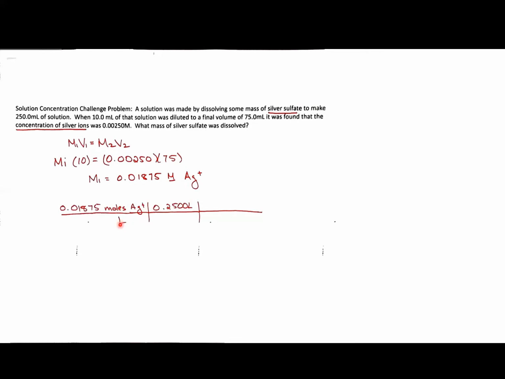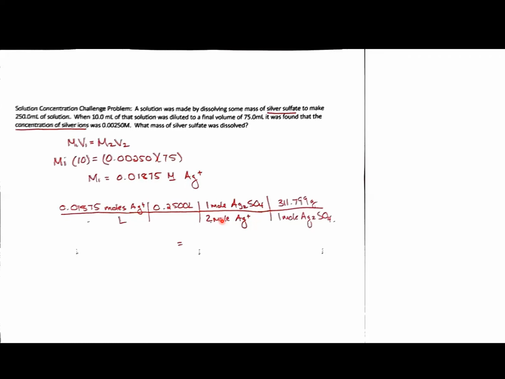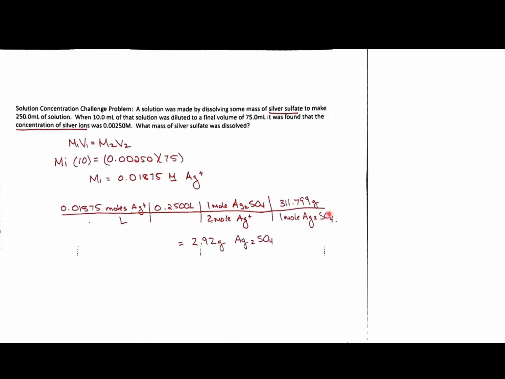So now I've got liters that'll cancel with liters, and every mole of silver sulfate contains 2 moles of silver. I've got a 1-to-2 ratio. And every 1 mole of silver sulfate weighs 311.799 grams, which has a final mass of 2.92 grams. So 2.92 grams of silver sulfate was dissolved in enough water to make 250 mils of solution.